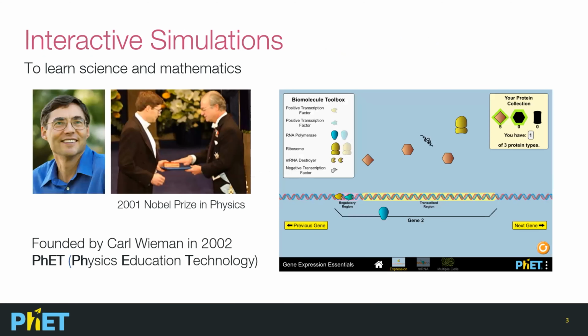FET was founded in 2002 by Carl Wieman. He won a Nobel Prize, and he graciously donated his prize to developing the simulations that we are going to see. FET is based at the University of Colorado. We create interactive simulations for math, physics, chemistry, and biology, and these simulations are based on extensive cutting edge education research.